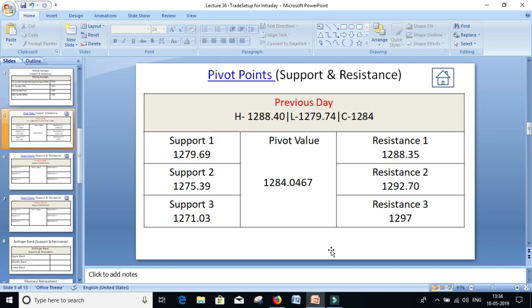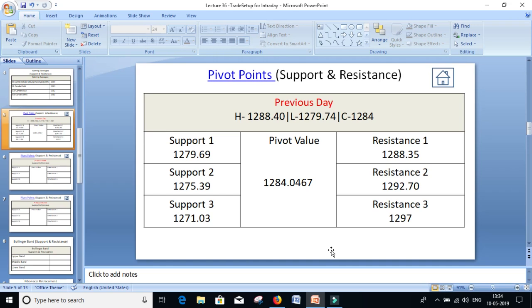The support 1 is 1279, support 2 is 1275 and support 3 is 1271. The resistances are 1288, 1292 and 1297. The pivot value itself is trading at 1284. So in this way we can easily calculate the previous day pivot point.